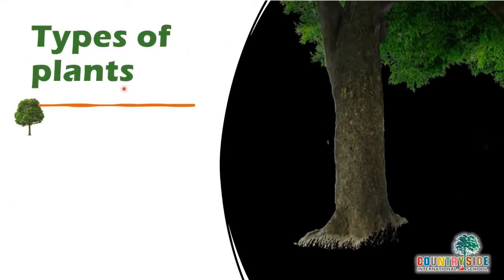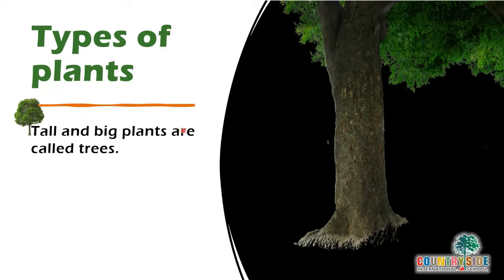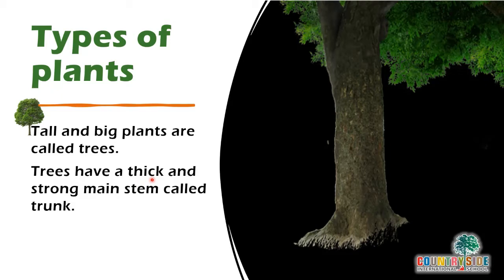Types of plants. Now this is something which you have already studied in grade 1 and a little more in grade 2. So it will be interesting for you. Let's see. Tall and big plants are called trees. You know, trees are very tall and they are the biggest plant. Trees have a thick and strong main stem called trunk. Now this is the stem of a tree, and we call it the trunk of a tree, and it is very thick. You can see in the picture it is very thick and it's very strong also. It is very difficult to cut it.